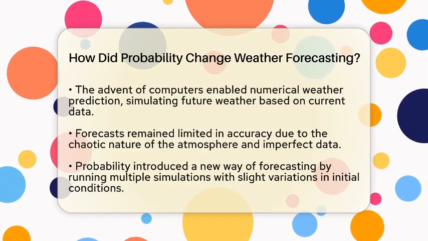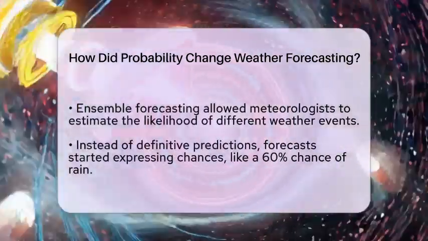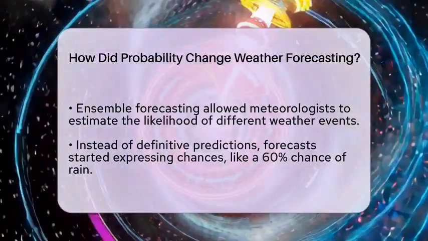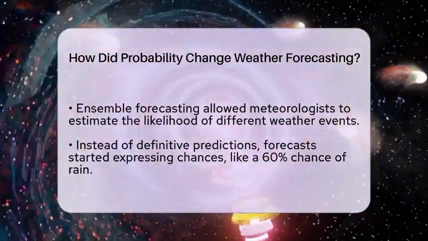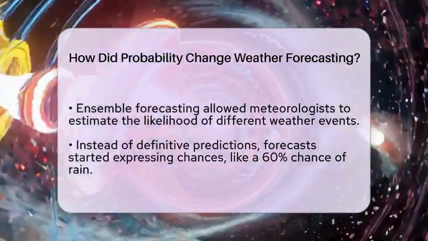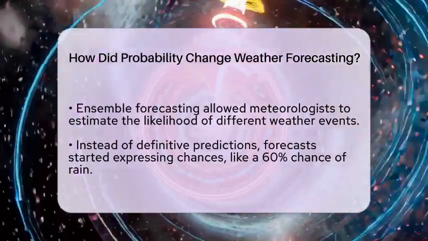Instead of giving just one prediction, meteorologists began running many simulations with slightly different starting points. This is called ensemble forecasting. Each simulation shows a possible future weather pattern. By looking at all these outcomes, they could assign a percentage chance to different events.